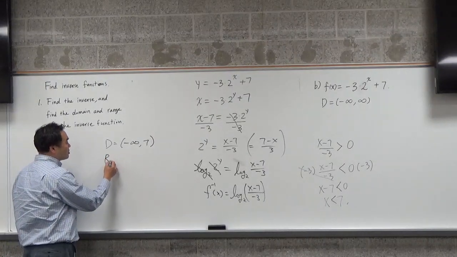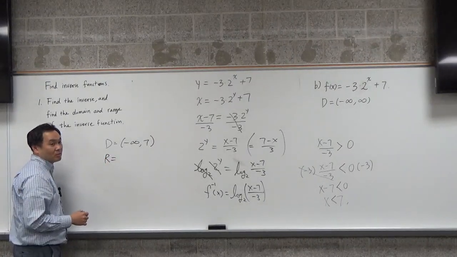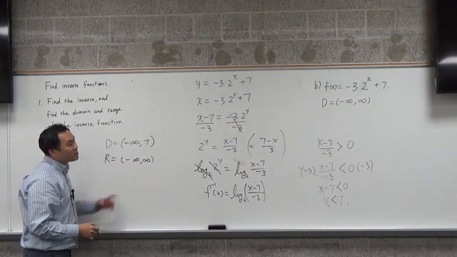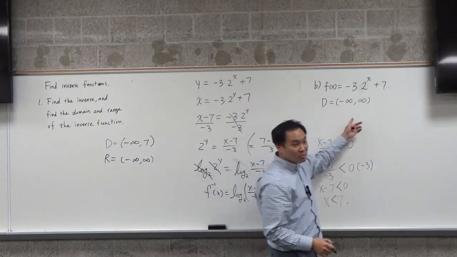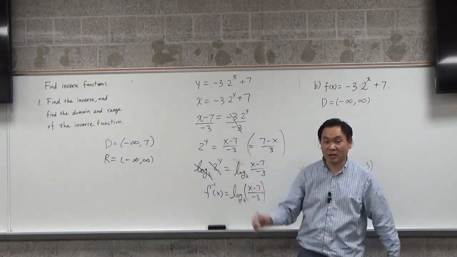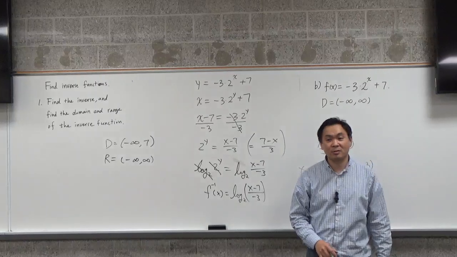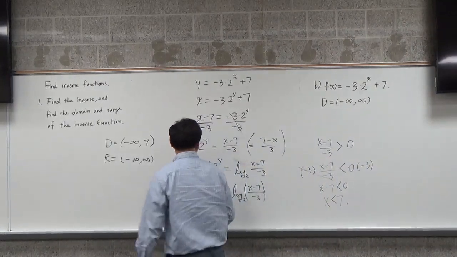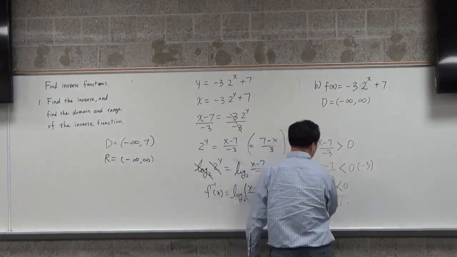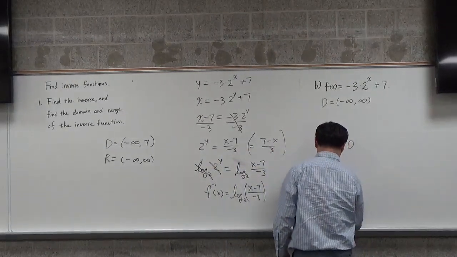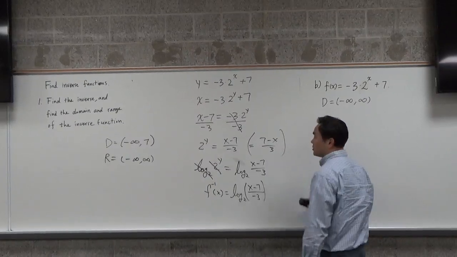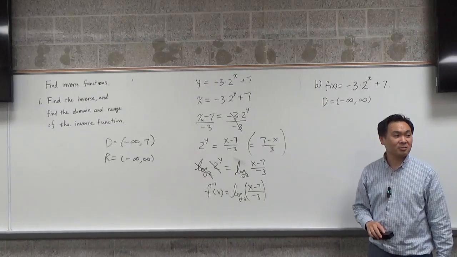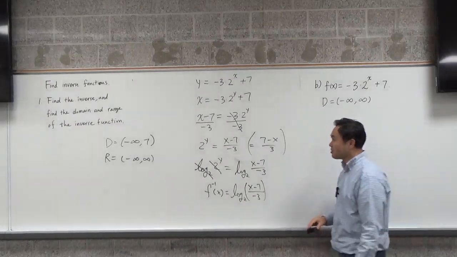What will be the range? Negative infinity to infinity. How do you know that? Because that was the domain of the original function. Domain of the original function will be the range of the inverse. Okay? All right. So how is it so far? Tough? Easy? Okay, good.